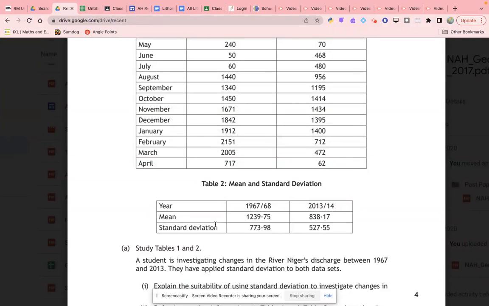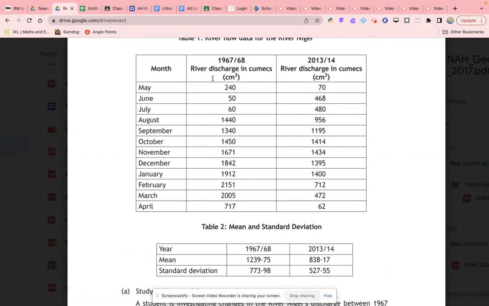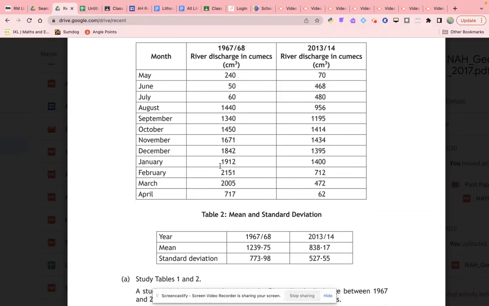There's a 95% probability it will range between 2 standard deviations, which would be 2,700 and 0. Remember, we can't go below 0 cumecs. So if we have a little look, well, actually, all of our values go between that range.